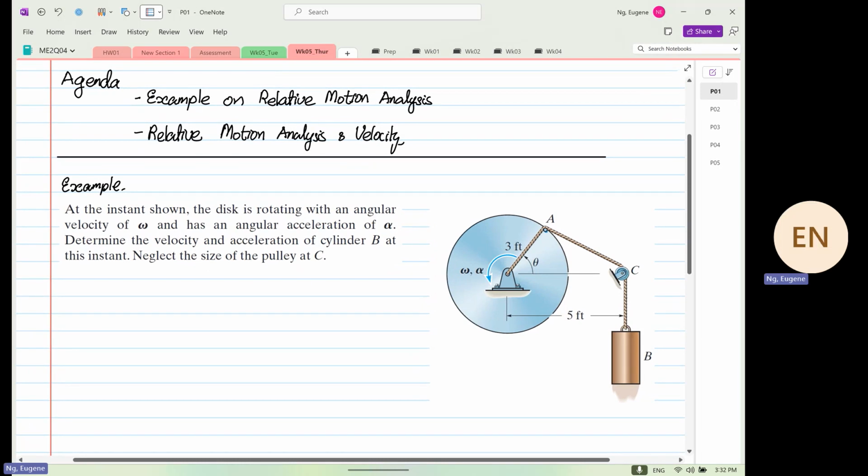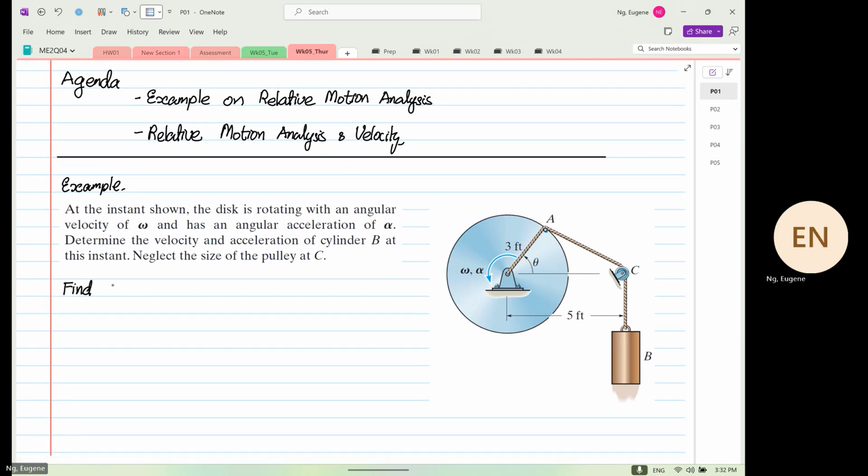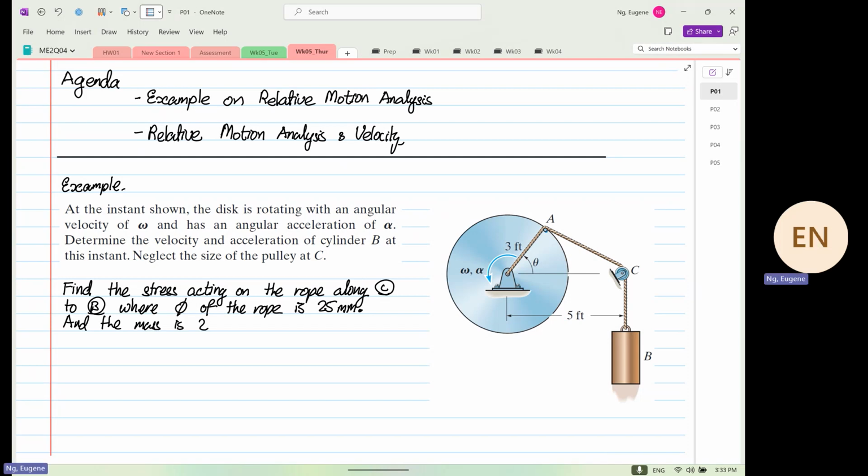Okay, we are also going to find the stress acting on the rope along point C to point B, where the diameter of the rope is, let's call it 25 millimeters, and the mass is 20 kilograms.